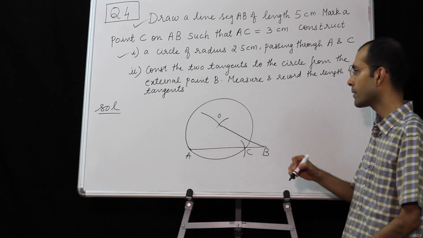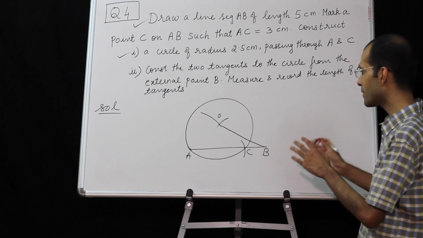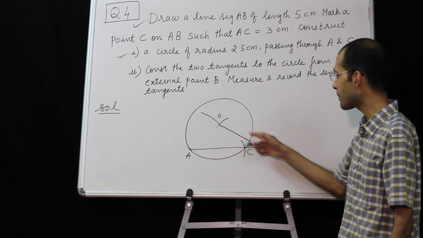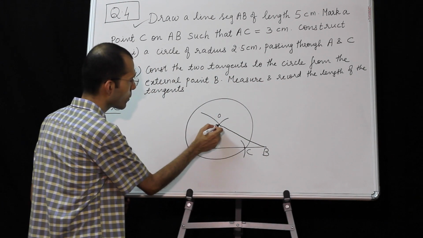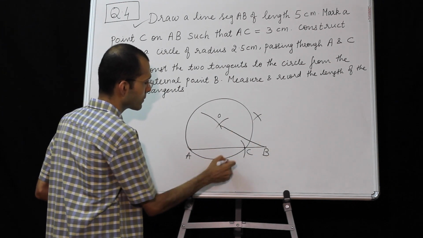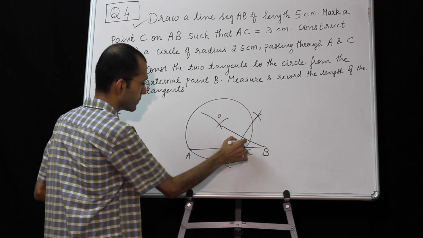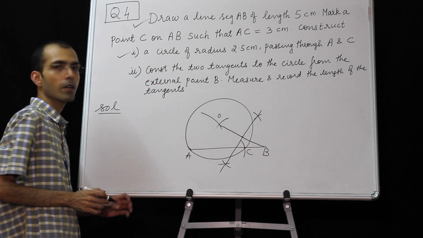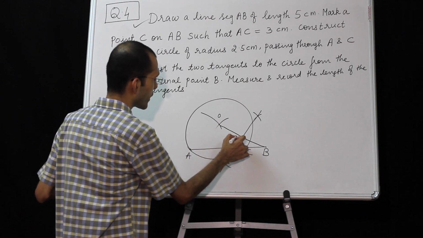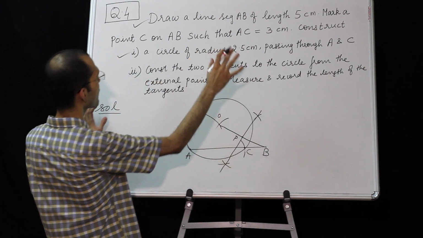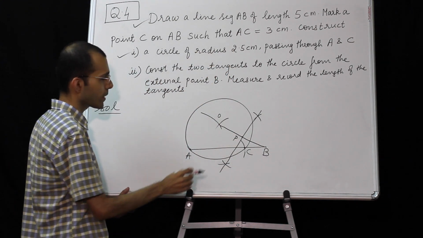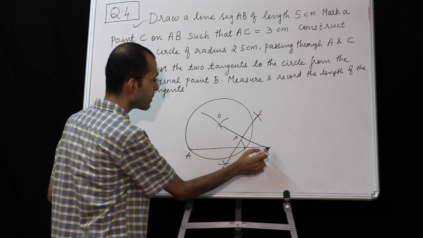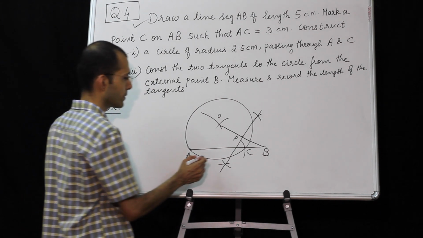we join OB with a scale. Once we get segment OB, take the perpendicular bisector of segment OB. You very well know how to draw the perpendicular bisector. So the perpendicular bisector of segment OB is now drawn. So let this point be, say, P. Now with P as the center and PO as the radius or PB as the radius, trace out a circle.